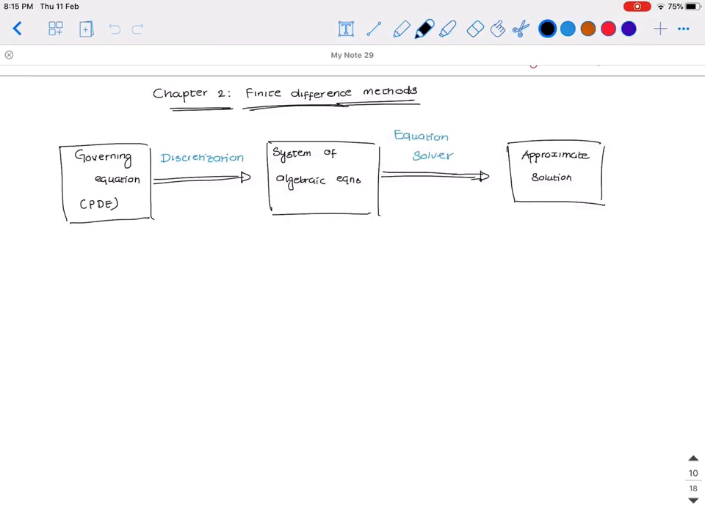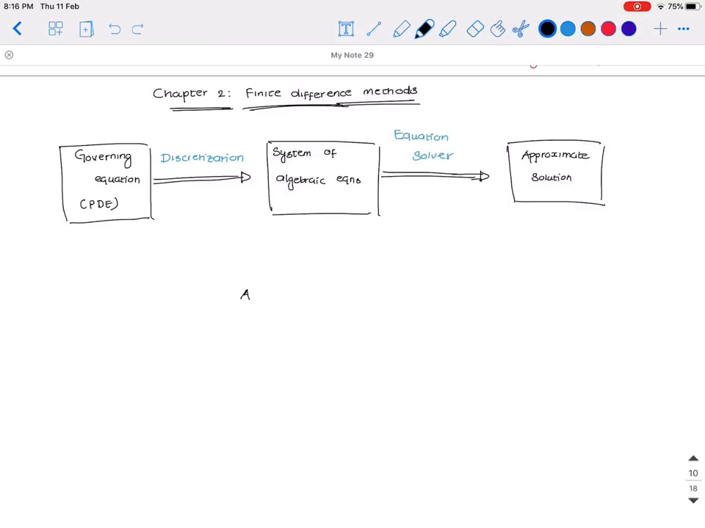So in the last lecture, we discussed that there are two stages in obtaining the numerical solution of the governing equation to a physical problem. The first step involves discretization of the governing partial differential equation, which gives rise to a system of linear algebraic equations. No matter whether we use finite difference, finite volume or finite element, discretization will convert a partial differential equation into a system of linear algebraic equations.